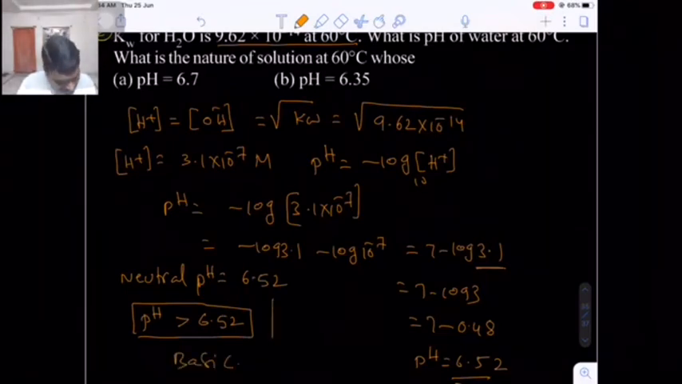Next, if the pH value is 6.35, which is less than 6.52, that means if the pH value is less than 6.52, then the resultant solution will be what? Acidic in nature. Are you getting my point?